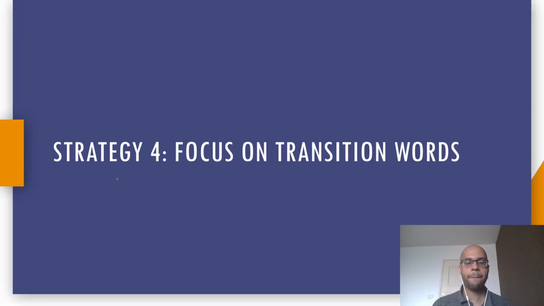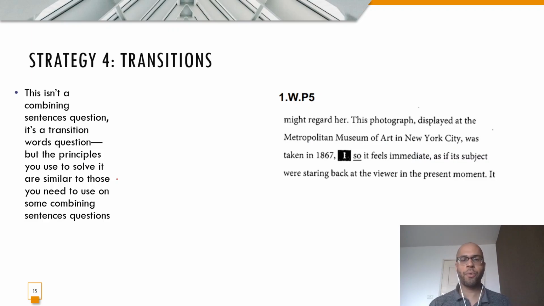Okay, great. Next thing I'd like you guys to do is to focus on your transition words when you're dealing with these combining sentences questions. So again, this isn't a combining sentences question, it's a transition words question, but you can use similar principles in both styles of question. And your primary strategy, let me just show you this. I'm going to cross this word off. This is your primary strategy for a transition question: ignore the transition that's there, read the sentences, and then try to analyze what the logical relationship between the parts is.